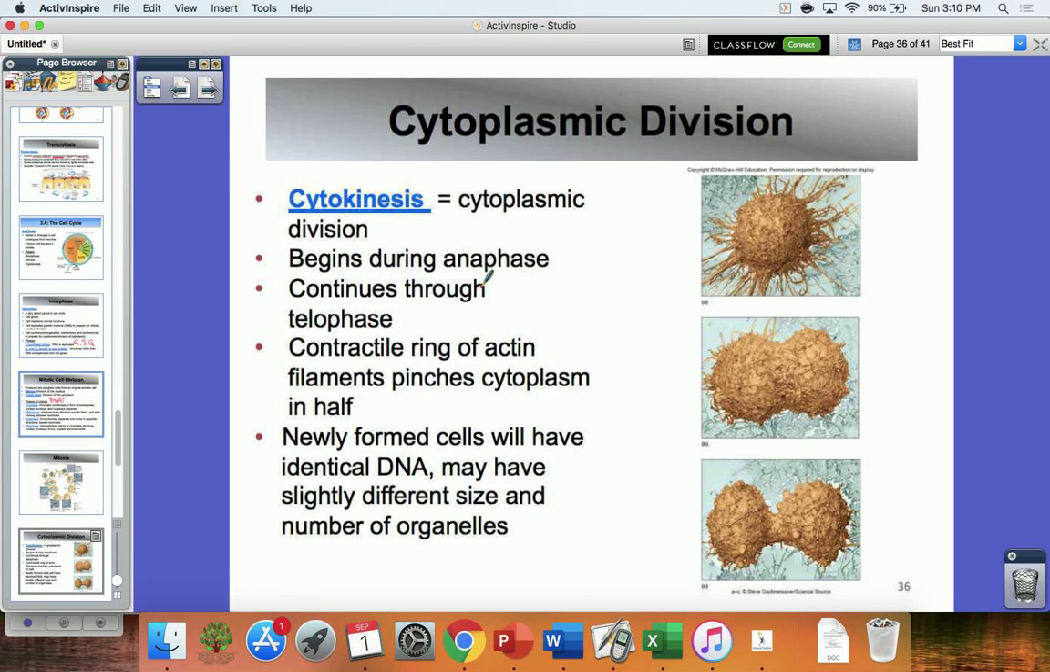Again, cytokinesis is going to be right after telophase. At telophase, we are seeing those two cells developing. It will begin early in anaphase, but it will finish right after telophase, where the cytoplasm pinches in half and forms your two new daughter cells.